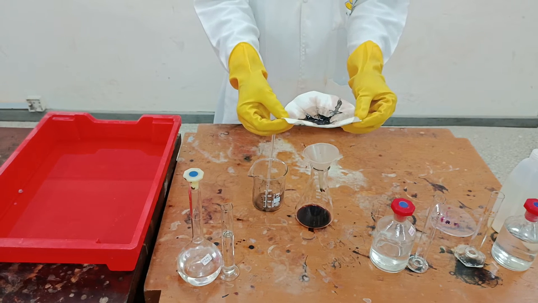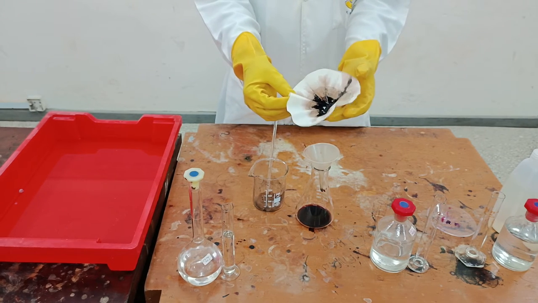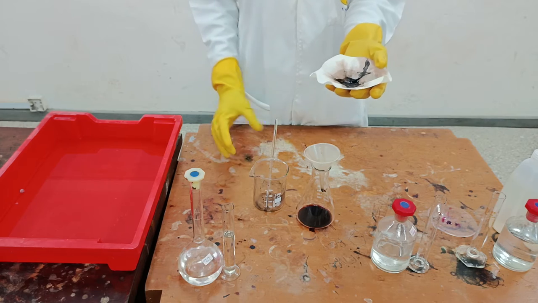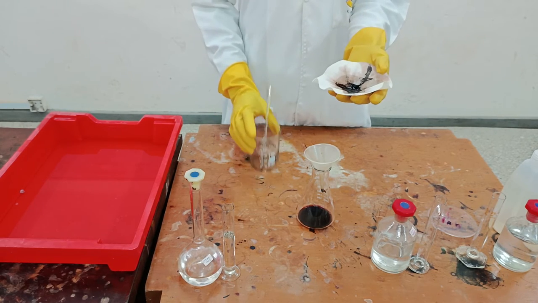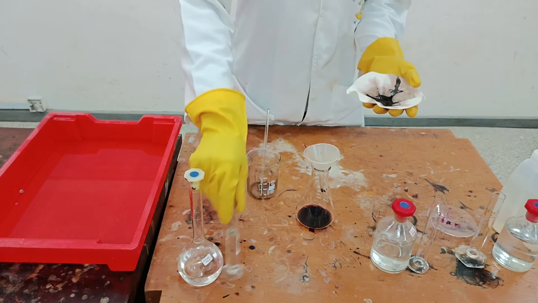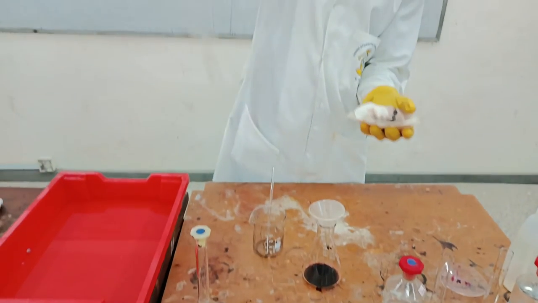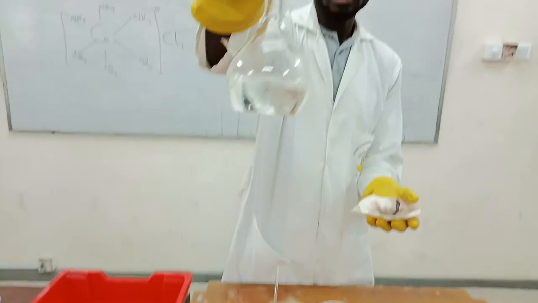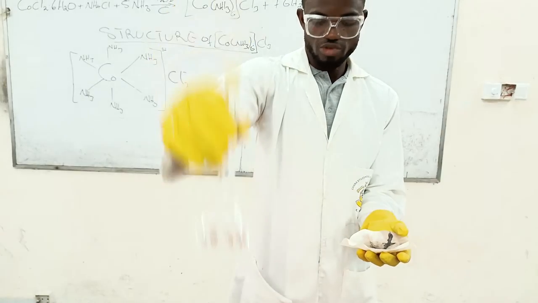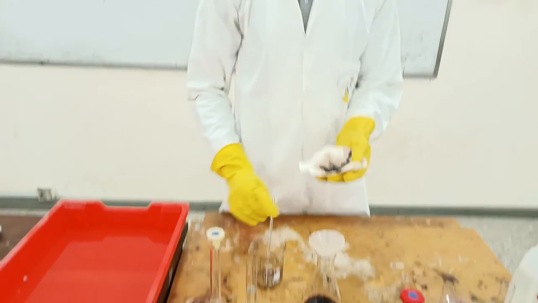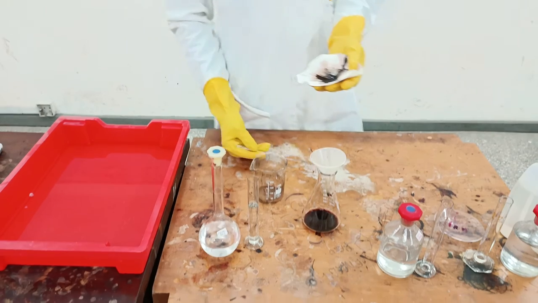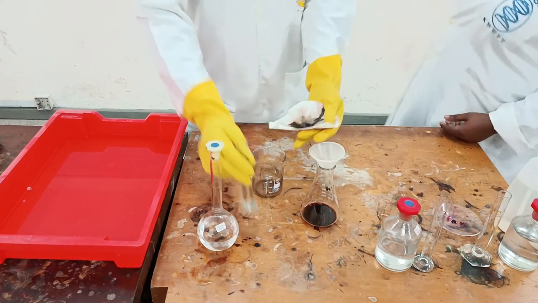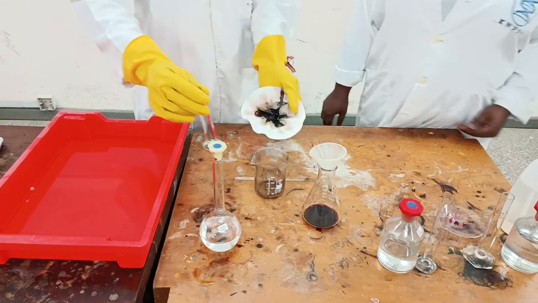How do you do that? We do that in conc HCl. But first of all, we have to put it in dilute HCl. And we are measuring 25 mL of 0.5 molar HCl. Alright, so we are washing the crystals together with the charcoal.